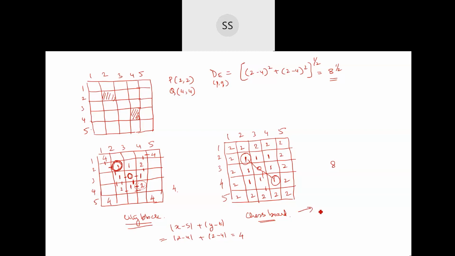In the case of your chessboard, we were taking the max value of the difference in the x value and the difference in your y value. If you see this also, what is happening? The x difference is 2, and the y difference is also 2. So max of 2 and 2 is going to be 2. So the distance diagonally was considered as 2, isn't it? So that is how we find the distance, the three types of distance measures.